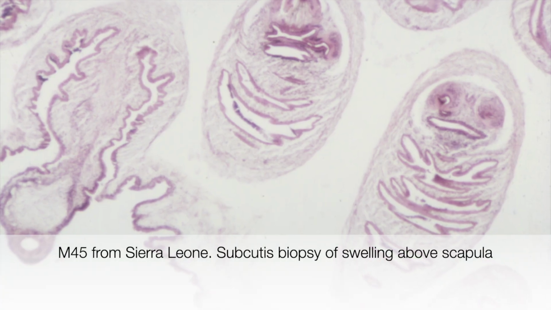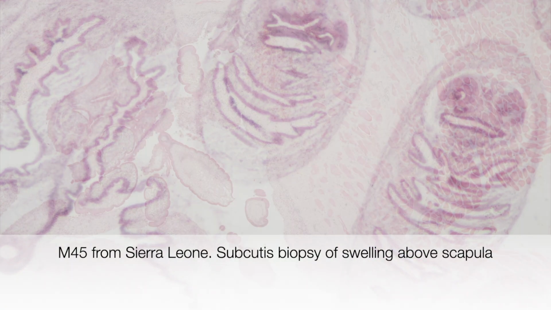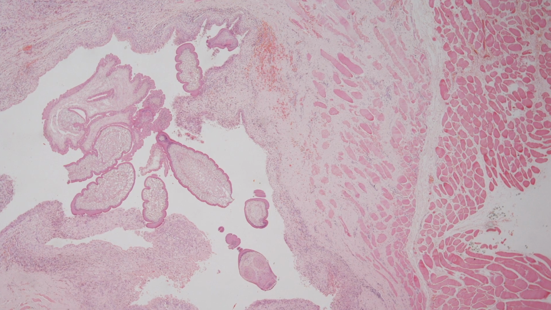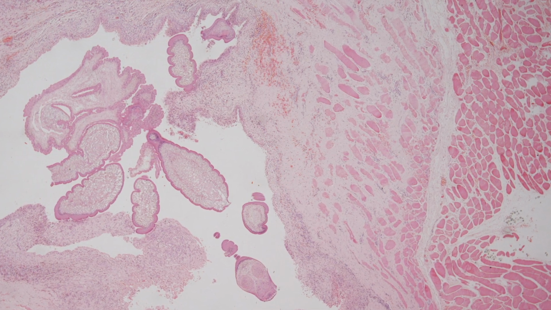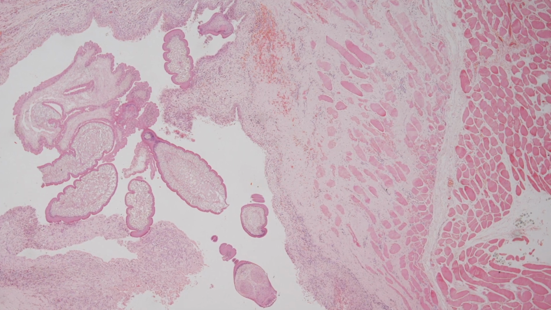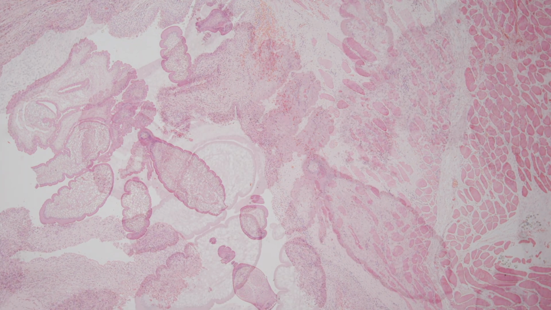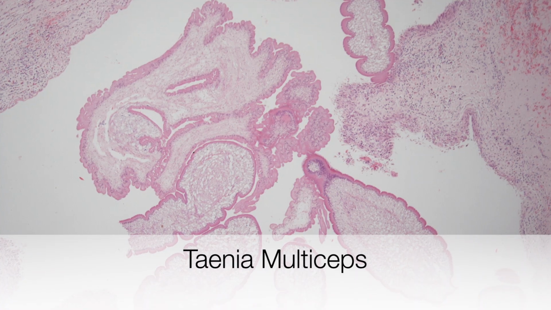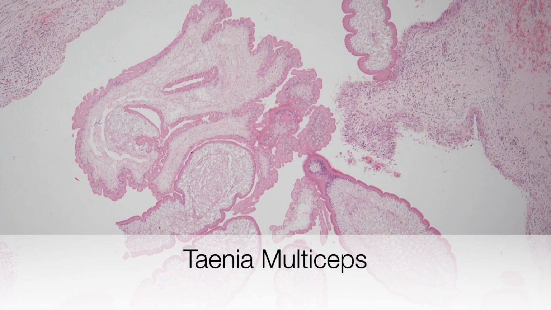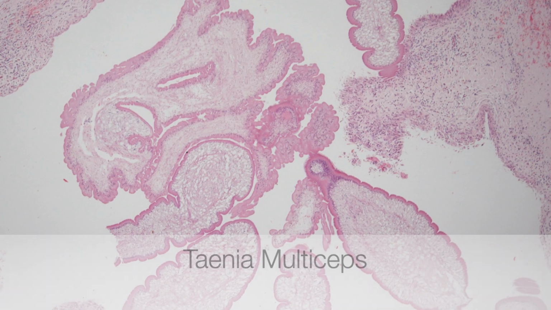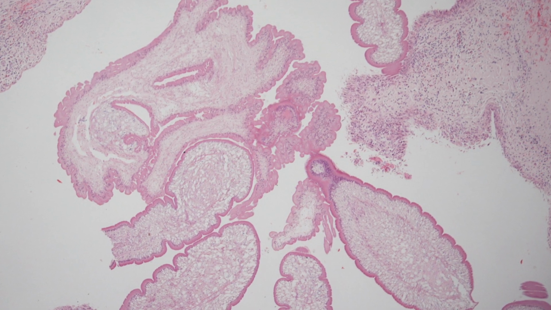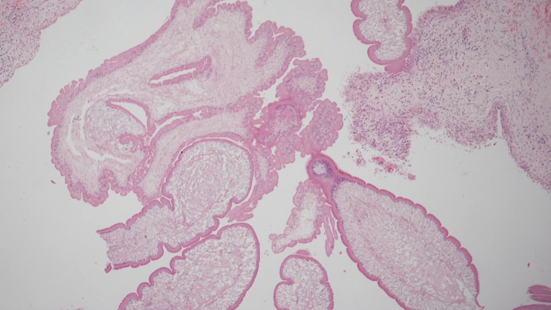The third case was a male of 45 from Sierra Leone with a lump above the scapula, and this lesion in the subcutaneous tissue is Coenurus multiceps or Taenia multiceps, and this is a type of tapeworm. The link to the video about Taenia multiceps is above.